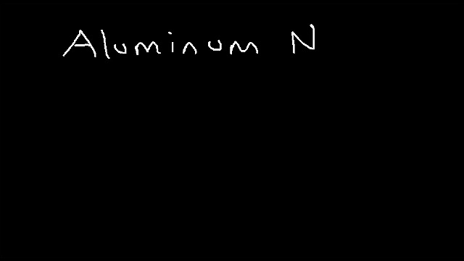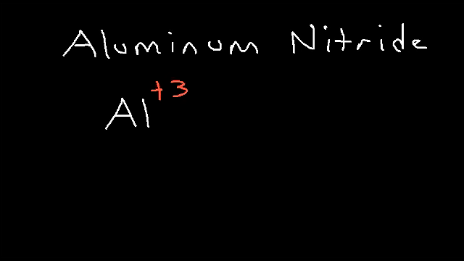Let's try one more example. Aluminum nitride. Aluminum is found in group 3A or group 13 of the periodic table, and so it's going to have a +3 charge. Nitrogen is in group 5A, and it has a -3 charge. So because the two have the same charge magnitude, so to speak, we can write them in a 1-to-1 ratio. It's AlN.